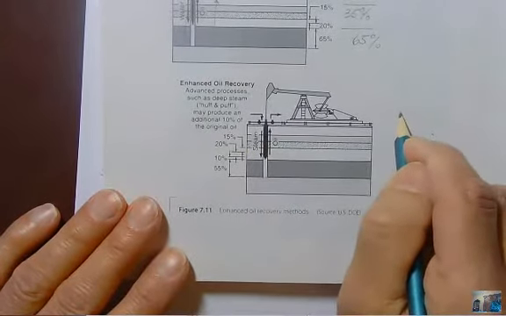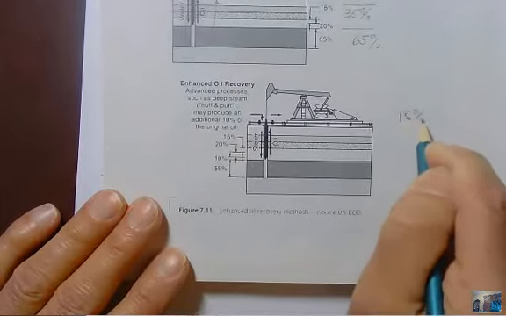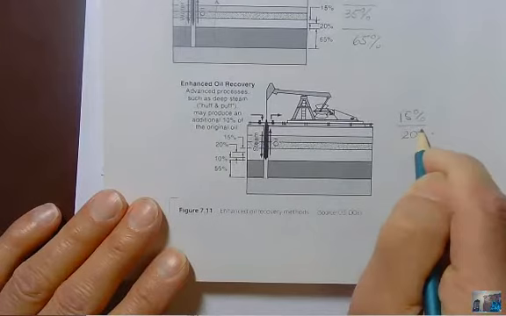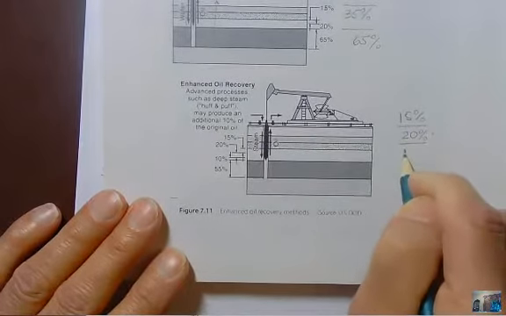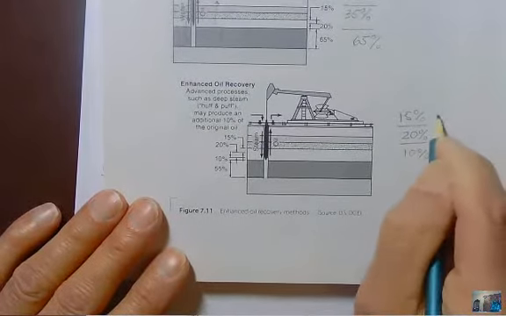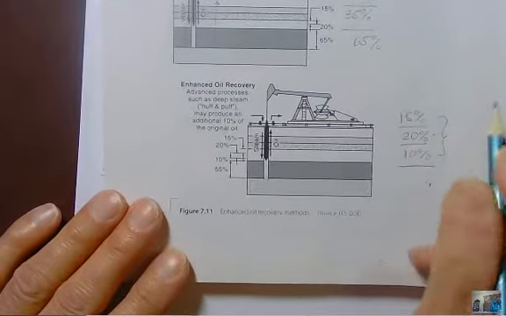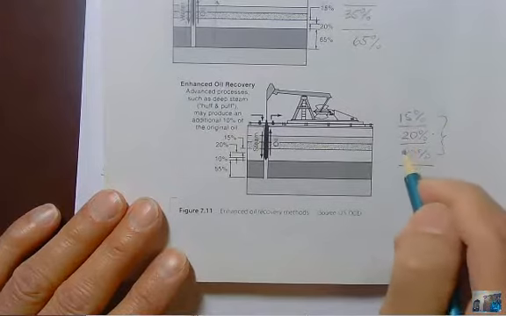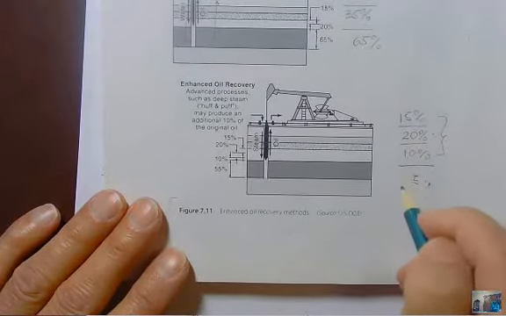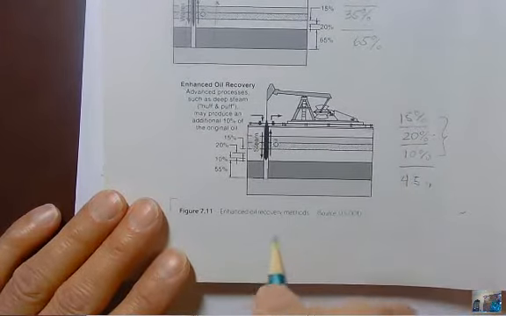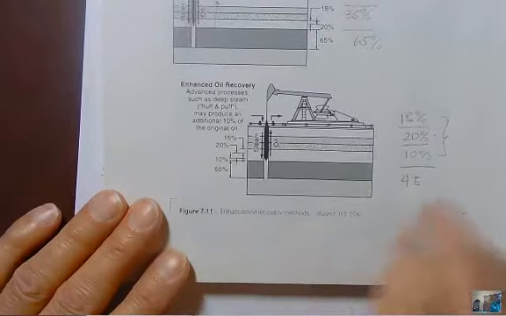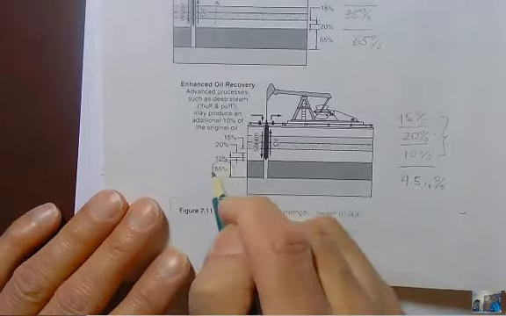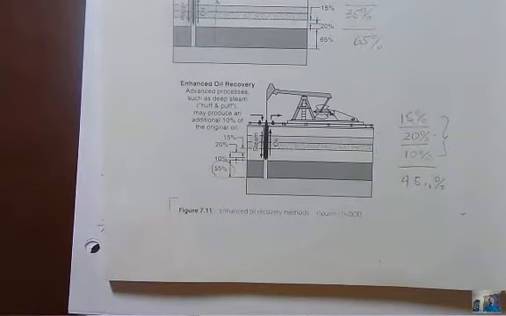So the original 15% that comes out easily, comes out naturally, the 20% that you have to pump out with water, plus the 10% that you have to pump out using steam. How much does that add up to altogether? That's going to give us 45%, right? So 45% of the oil can be pulled out of the ground with these three methods. That still leaves 55% of the oil left behind.